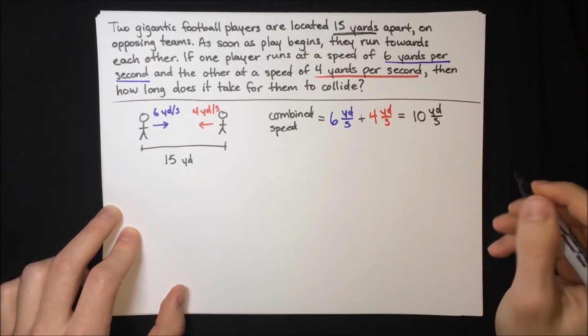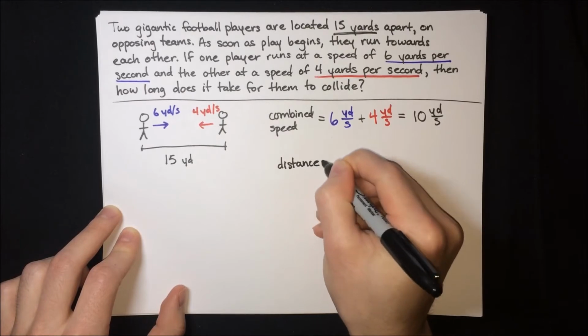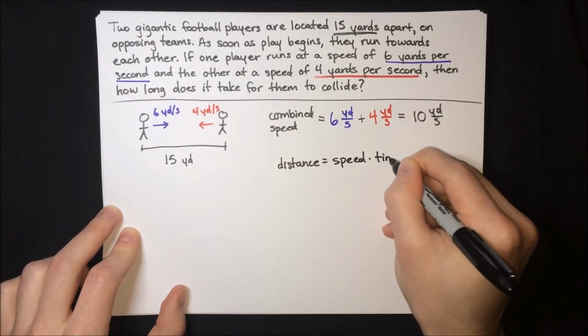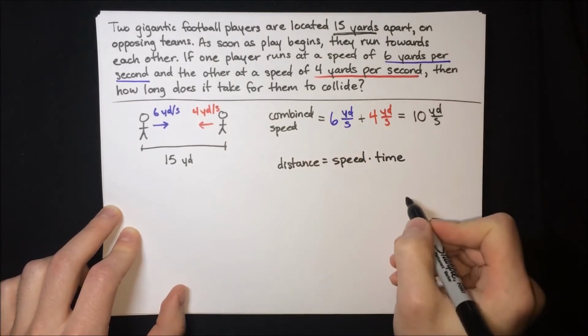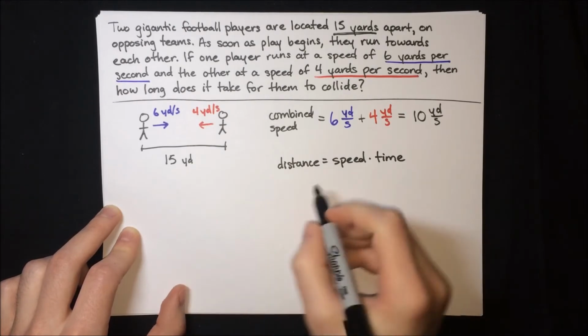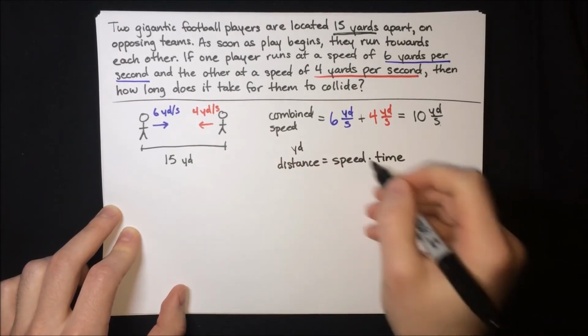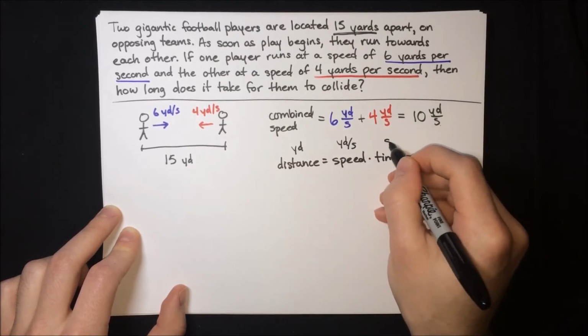And now we can use our master equation. Distance equals speed times time. And plug in our numbers here to solve for time. Let's also keep track of our units. Distance is in yards, and speed is in yards per second. So time has to be in seconds.